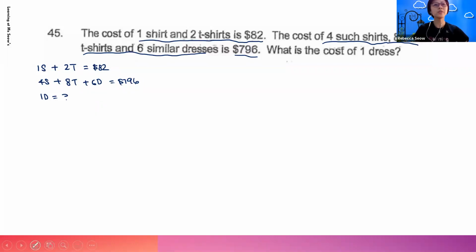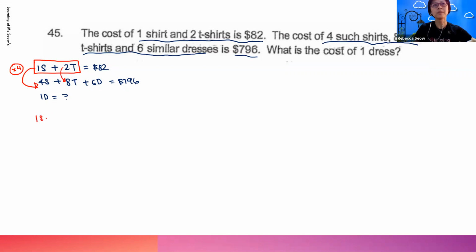If you were to observe the first line, 1 shirt plus 2 t-shirts gives you $82. Now, if you were to multiply this 4 times over, if you multiply 1 shirt 4 times over, you will end up with 4 shirts. If you multiply 2 t-shirts 4 times over, you'll end up with 8 t-shirts. And of course, its cost will be 4 times 82. So let's try and see whether this will lead us anywhere.